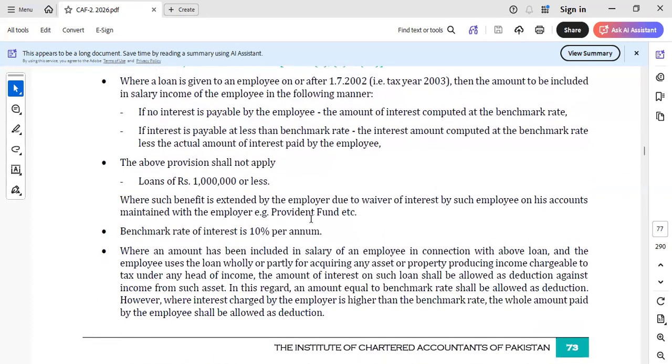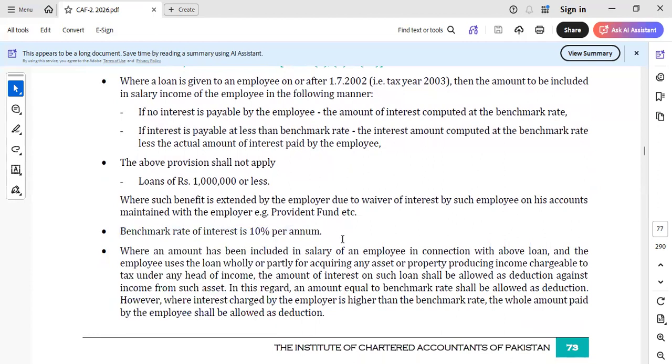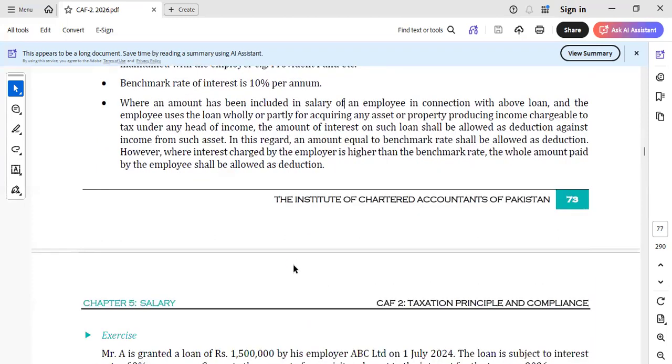और जहाँ पे रेट जो है वो बेंचमार्क रेट is 10%, तो 10% से जो डिफरेंस होगा that would be included in income from salary. For example, if the company has provided loan at 2%, 2% तो वो इंटरेस्ट पे कर रहा है लोन के ऊपर, तो बाकी जो 8% का बेनिफिट है that would be included in income from salary for taxation purposes.